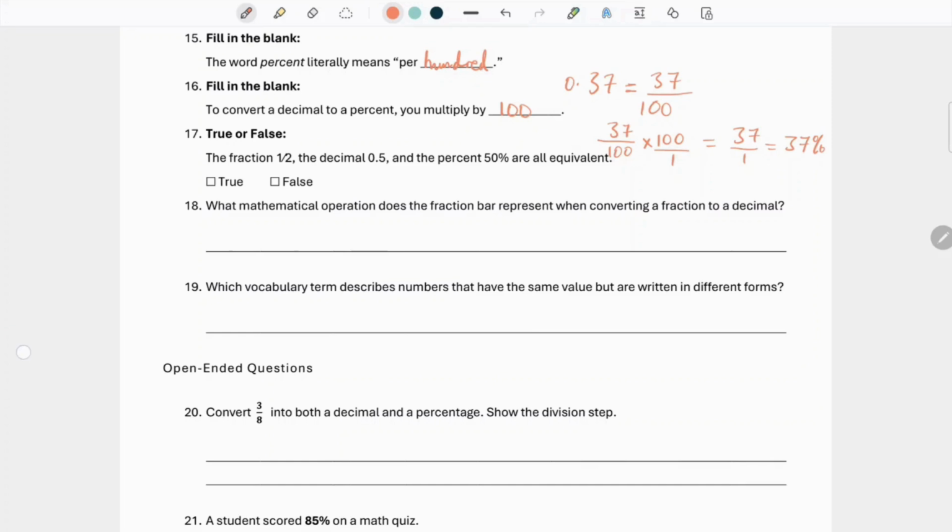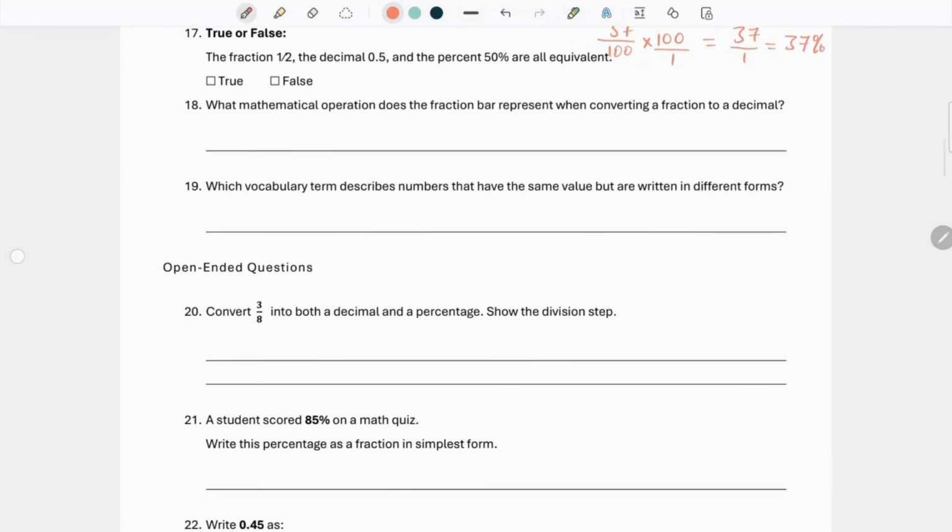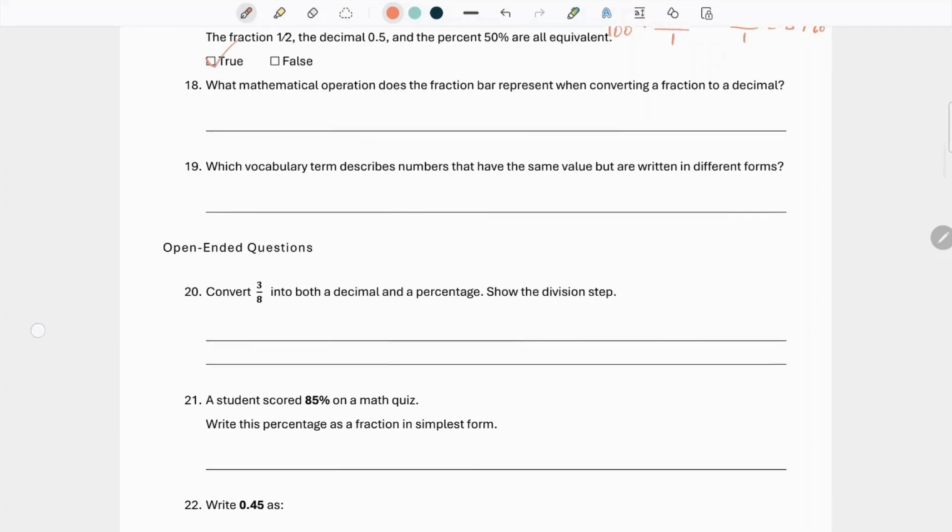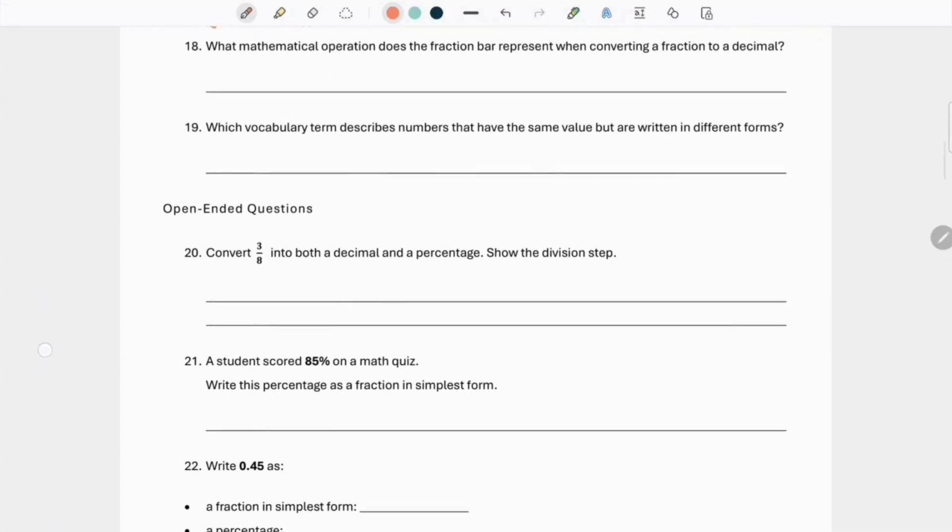Let's move on to question 17. The fraction 1/2, the decimal 0.5, and the percent 50% are all equivalent. That is true. Number 18, what mathematical operation does a fraction bar represent when converting a fraction to a decimal? It represents division.